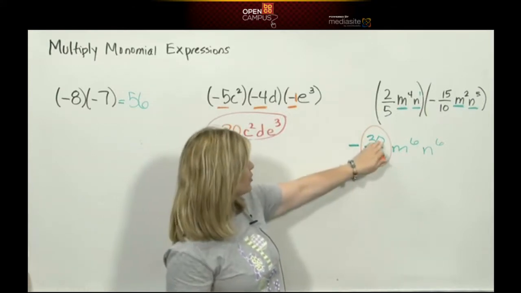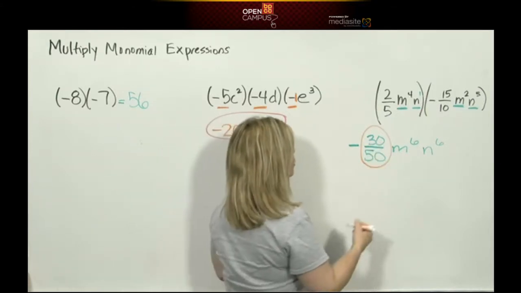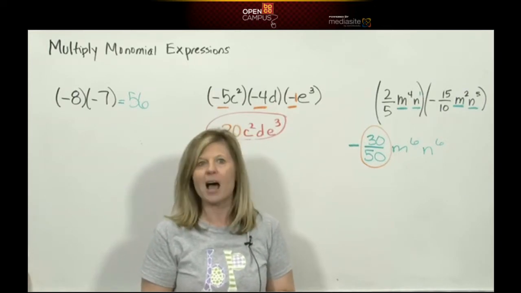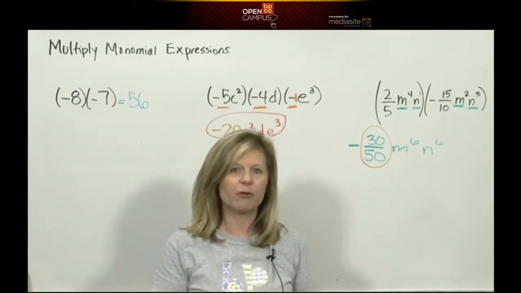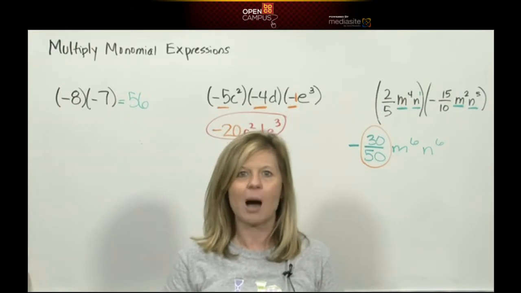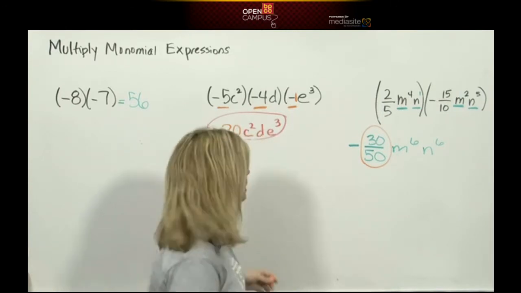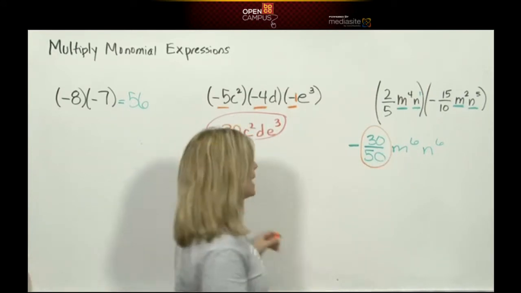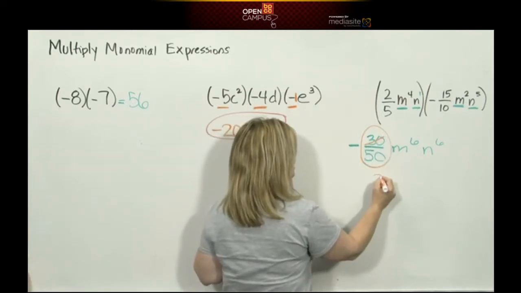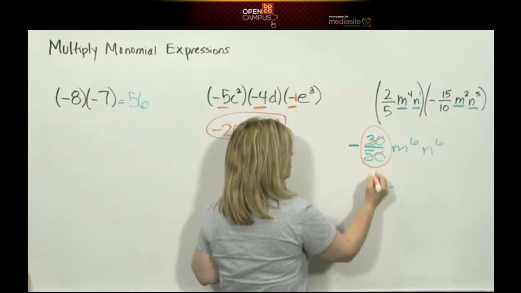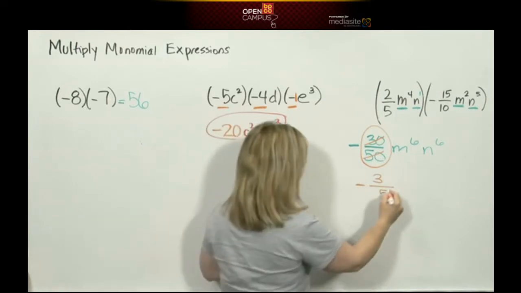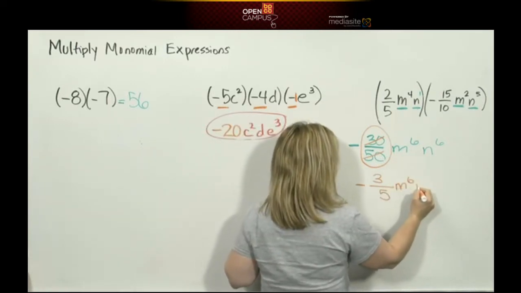What can we divide 30 and 50 by? You're right, 30 and 50 are both even, they can divide by 2. 30 and 50 can both divide by 5. But when we're reducing fractions, we're always looking for the greatest common factor, the biggest number they have in common. If they both end in a digit 0, we can divide by 10. So 30 divided by 10 is 3. 50 divided by 10 is 5. So now we have -3/5, and we have the m to the 6th and the n to the 6th.